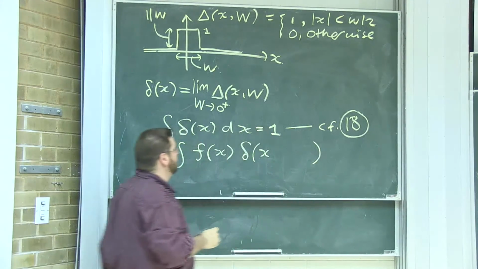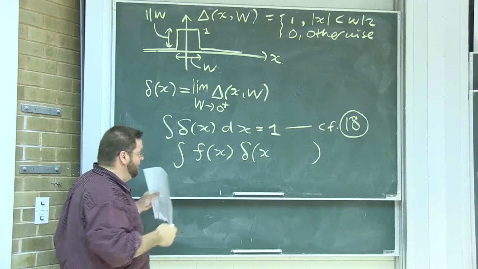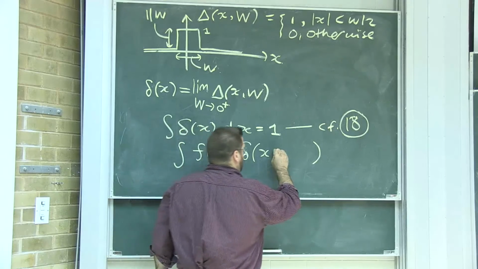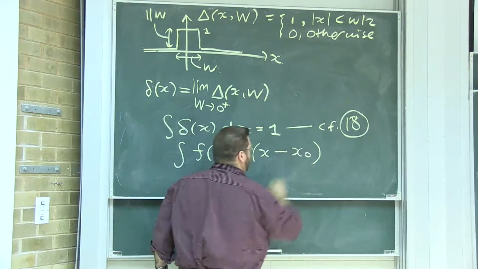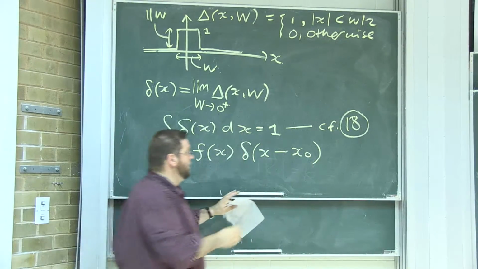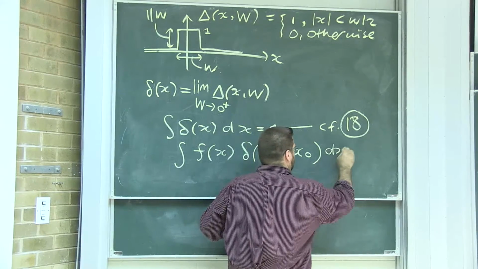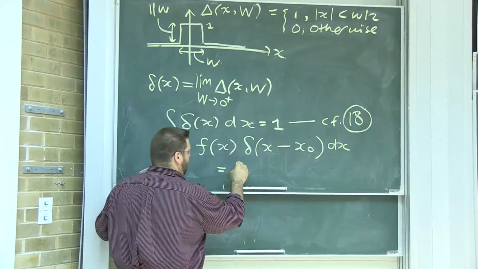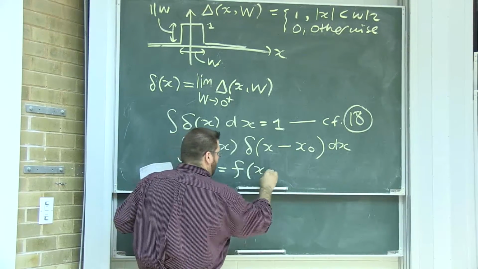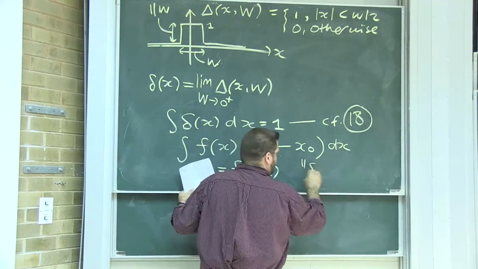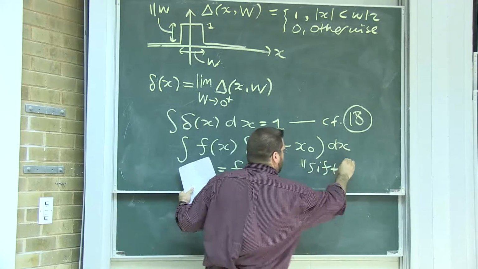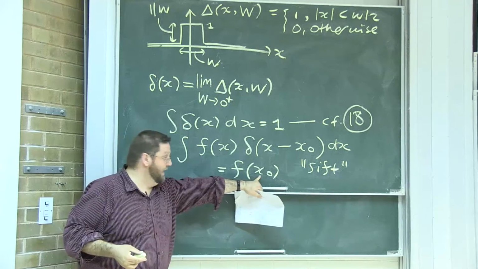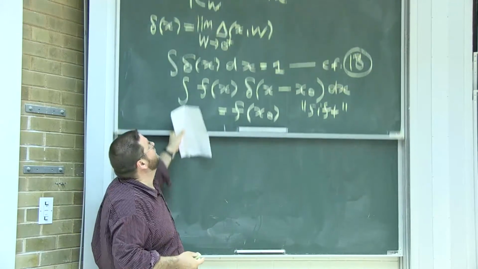Now delta of x would be an infinitely skinny, infinitely high blip at the origin. But I'm going to shift this to the position x0. And then I'm going to integrate. And the question is, what happens? What's going to happen, and I'm going to demonstrate this now, is that you pick out or sift. This is called the sifting property of the Dirac delta. You pick out or you sift the value of the function f of x at the point x0.